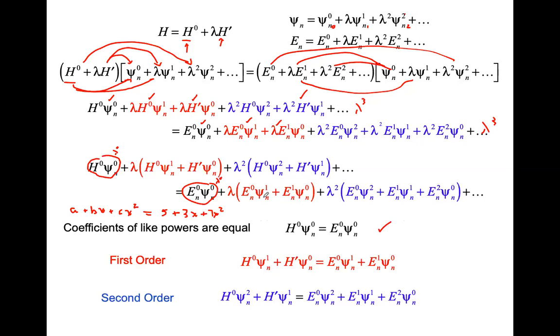If I look at the red equation, though, that must mean that this has to be equal to that. And that's referred to as the first order correction equation. And we'll figure out what that is here in just a second. I've got an unstable internet connection, so I'll slow down a little bit.